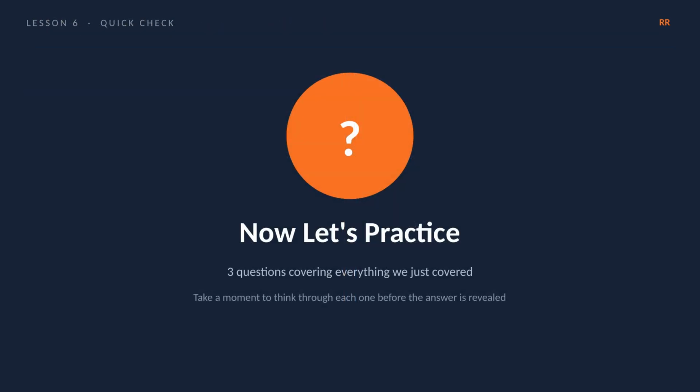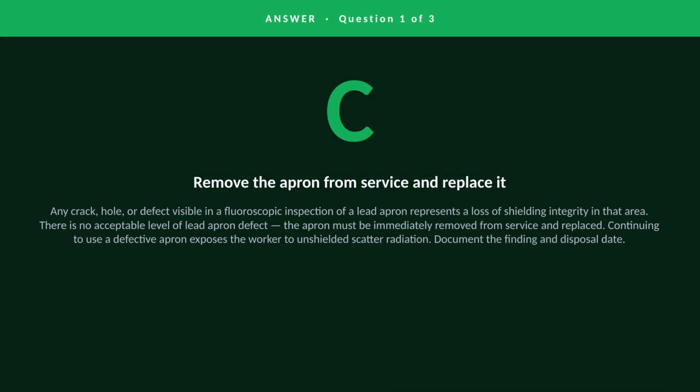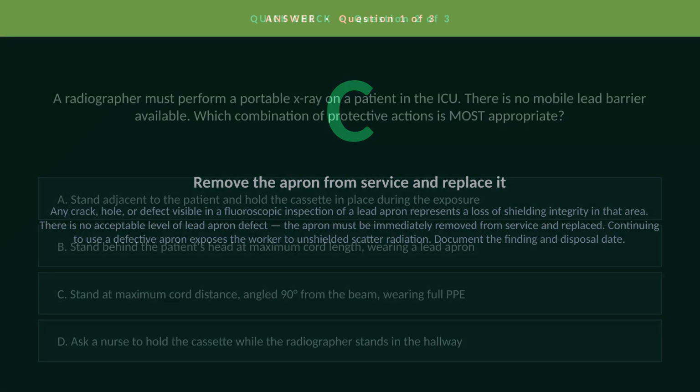3 shielding questions in the ARRT style. The answer is C. Remove the apron from service and replace it. A dark spot identified on fluoroscopic inspection represents a crack or void in the lead lining, a loss of shielding integrity in that area. There is no acceptable level of lead apron defect. Remove it from service, document the finding and disposal date, and replace it immediately.